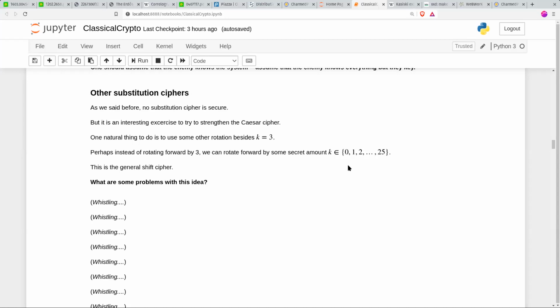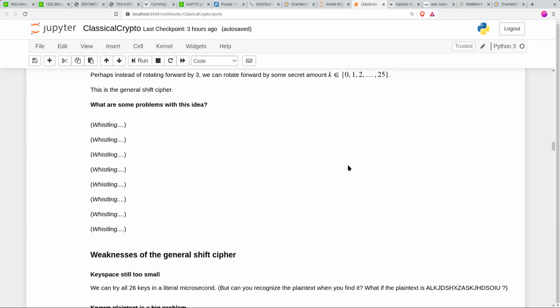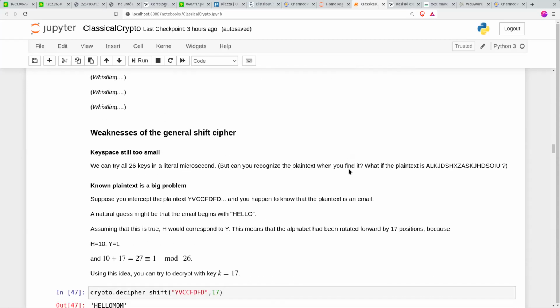So if you and I are communicating, we share a secret, and the secret that we share is just some number between 0 and 25. I think the most obvious problem is that there's only 26 possibilities. So you can check that in like a nanosecond on a computer.